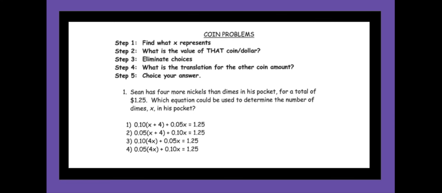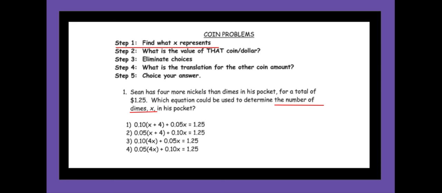So here's what we do. I made a step-by-step approach in order to answer these questions because when you read the question, it's a little complicated. So if you can eliminate answer choices, it makes it a little easier. Sean has 4 more nickels than dimes in his pocket for a total of $1.25. Which equation can be used to determine the number of dimes X in his pocket? So here we go. Step 1 says, what does X represent? We go down into the problem and we find that the number of dimes is our X. Okay, so we know dimes is X.